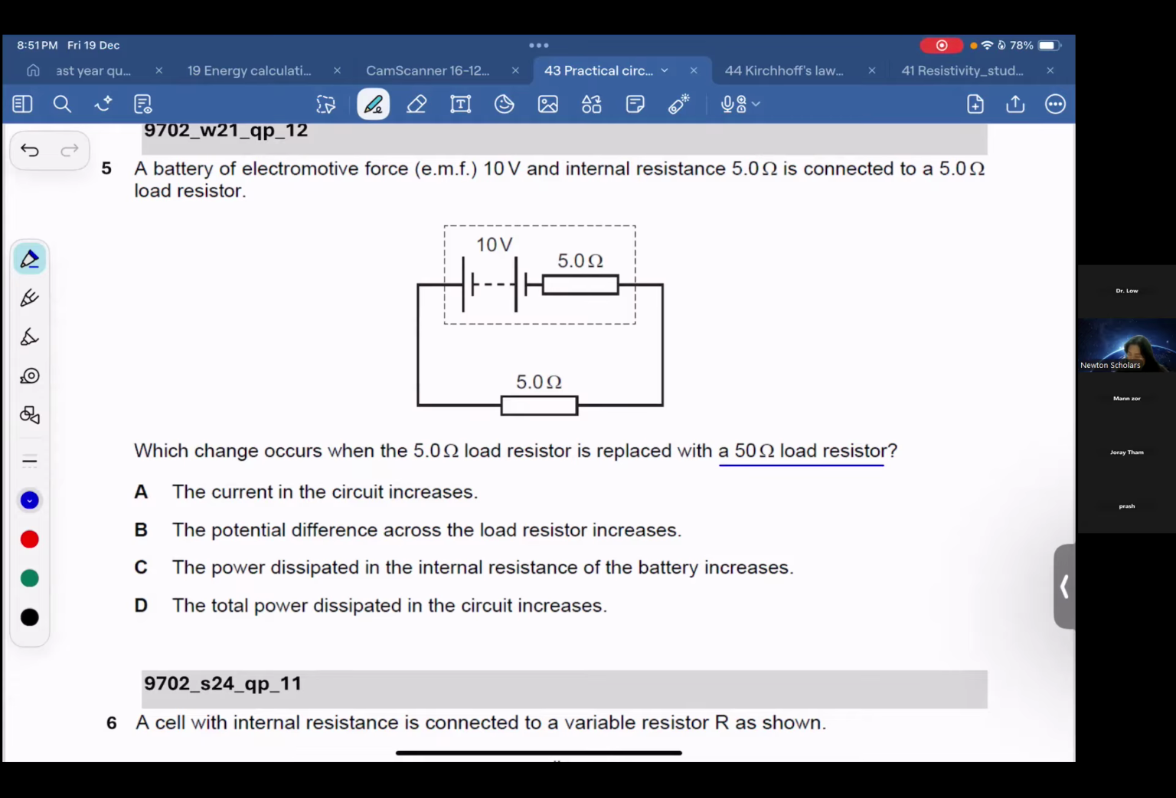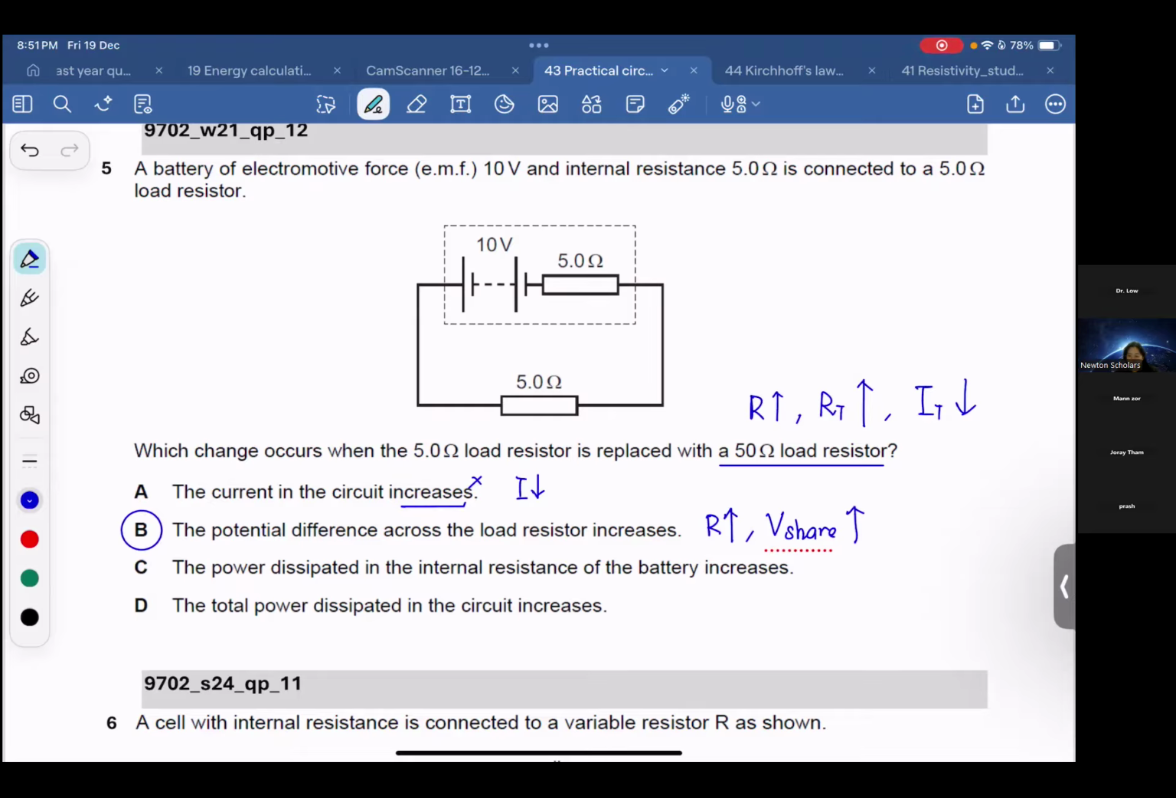When our outside resistance R becomes higher, overall our total resistance also increases. The overall circuit total current will decrease. So A will be wrong. It should be decrease, current should decrease. Next, the potential difference across the load resistor will increase. Yes, because resistance increases, the voltage that is shared will get more. So the potential difference across the load resistor will increase. Yes, this one is correct.